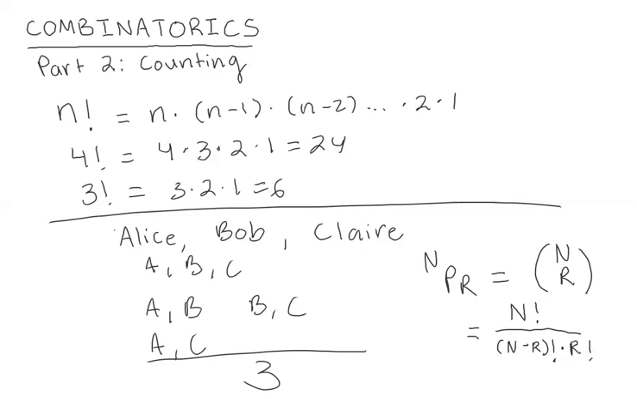So in this case, we have 3 choose 2. So 3 choose 2 is 3 times 2 times 1 over n minus r factorial, which is 1 factorial, and then r factorial is 2 times 1. This cancels out and it becomes 3.